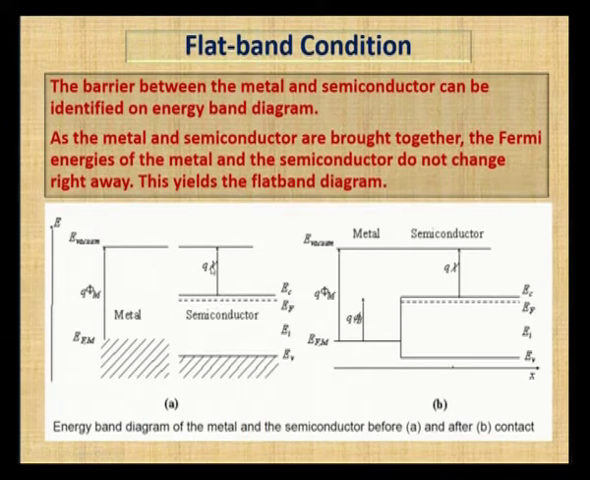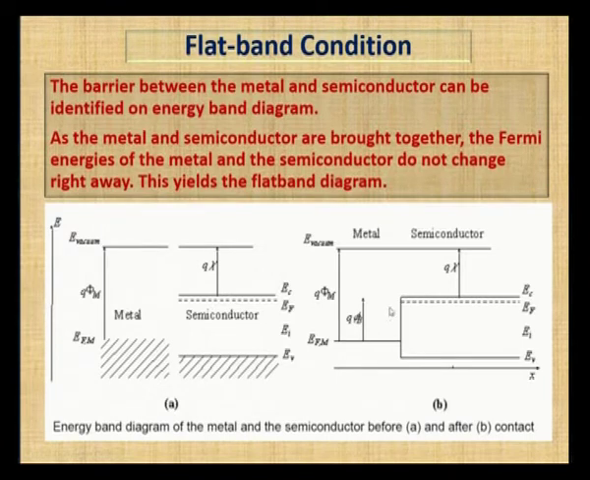The symbol chi indicates the electron affinity. This phi m indicates the work function of metal. And when the metal and semiconductor come into contact, how does the energy band diagram look? This is how it looks. When the metal and semiconductor come into contact, there is a flat band. This is a flat band barrier.